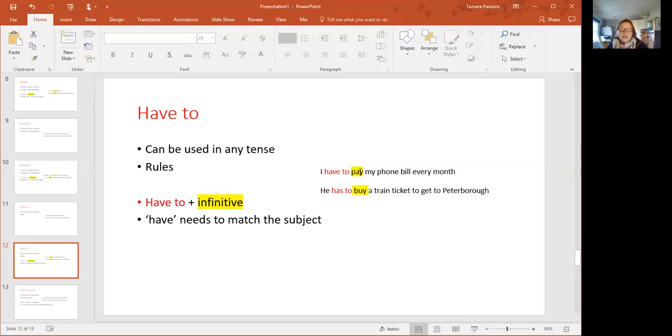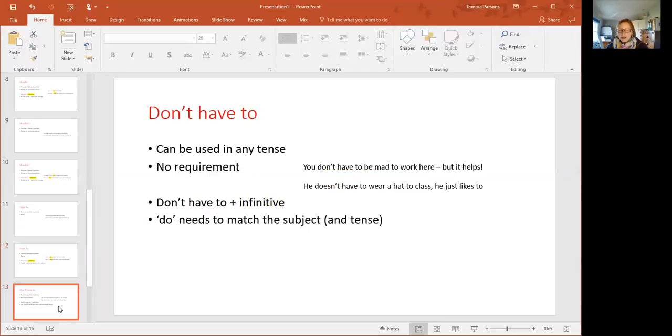Okay, so the infinitive is always the same, but have has to match the subject and it needs to match the tense. Okay, so yesterday he had to buy a ticket to get to Peterborough. The negative is don't have to. Now this is slightly different because this is talking about something that you don't have to do, which means that you're not required to. So it's not saying the law says that you should not do something. It's saying you don't have to. It's saying it's not required.